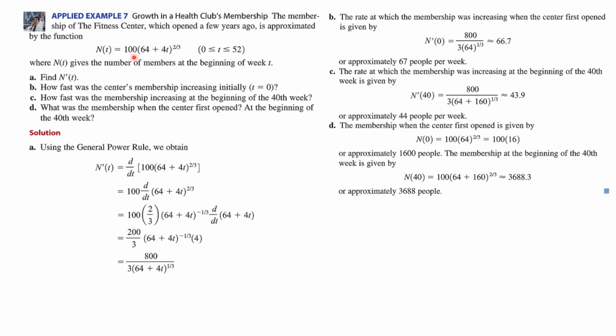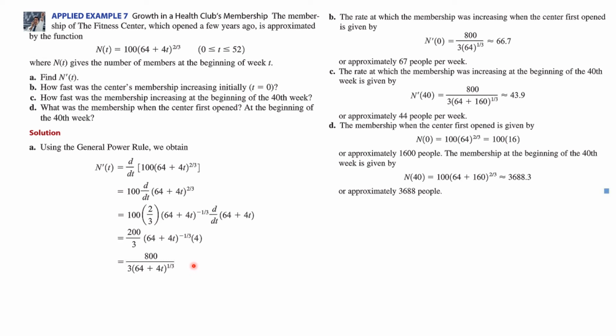First of all, the constant just sits there, so I'm really taking the derivative of 64 plus 4x whole to the 2/3. So this is going to be, pull the constant out of the derivative, and this is going to be 2/3 this business. I subtract 1 from 2/3 and get minus 1/3 times the derivative of what's inside, the next layer of the onion. That's going to be 4.